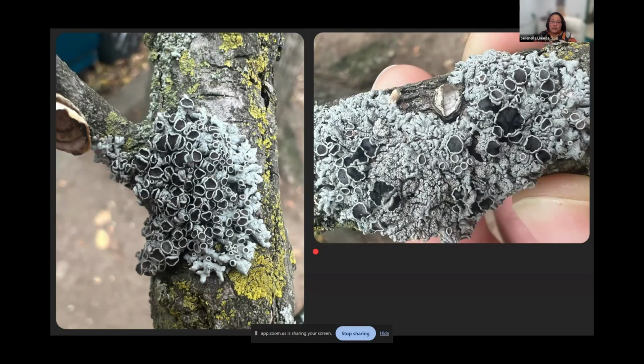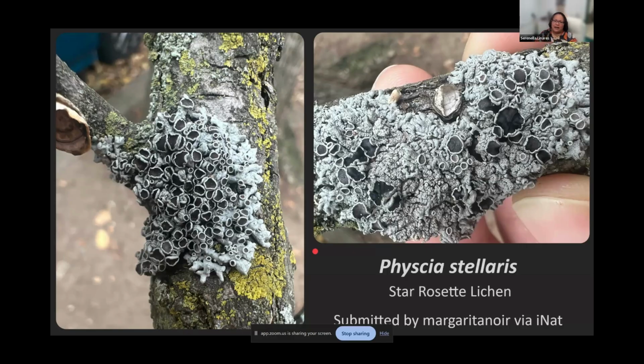lichens, especially the Physcia lichens. I think they are fascinating. And there are a number of species of the Physcia genus in our area. This particular one is Physcia stellaris, or the star rosette lichen. How do we tell them apart? Because they look so similar.